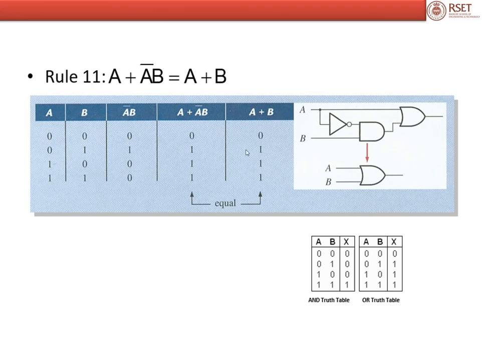So clearly we can see that the answer is 0, 1, 1, 1 and 0, 1, 1, 1, where A plus A bar B is equal to A plus B.